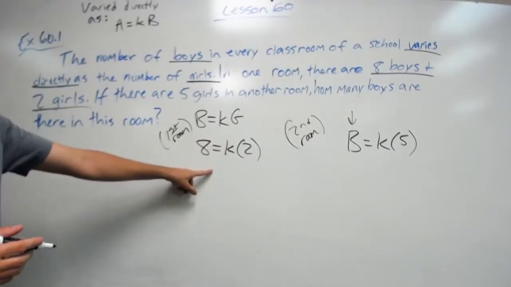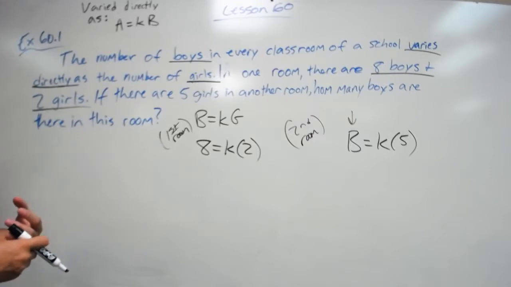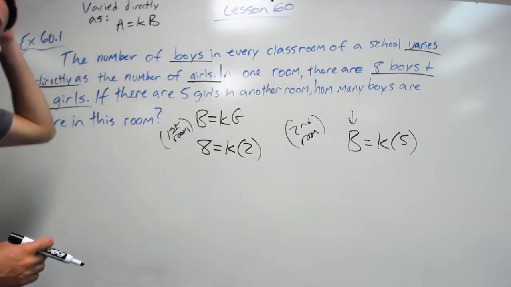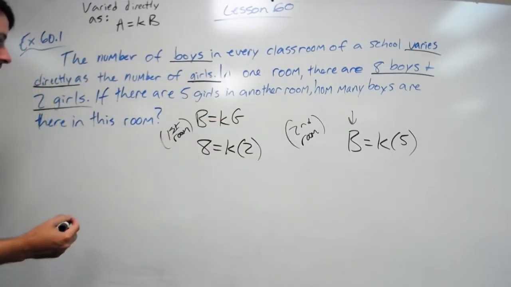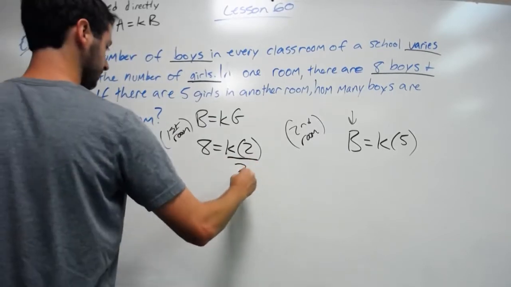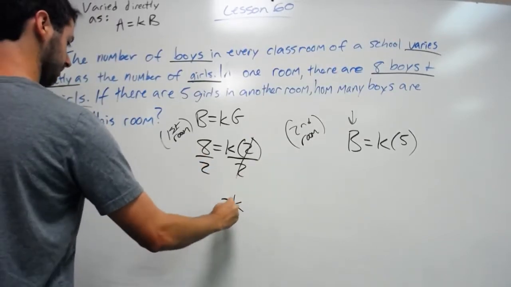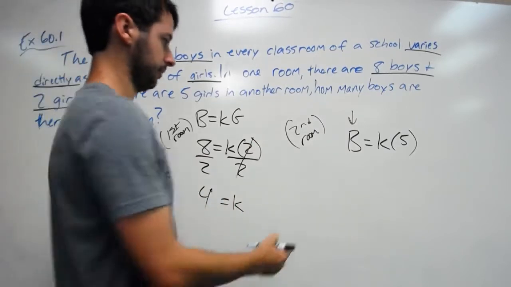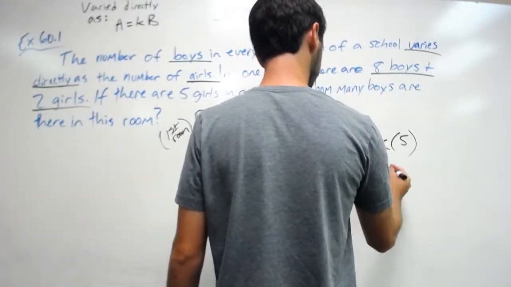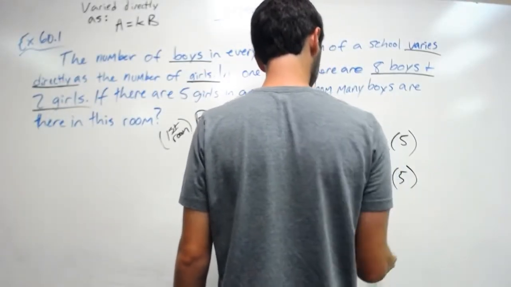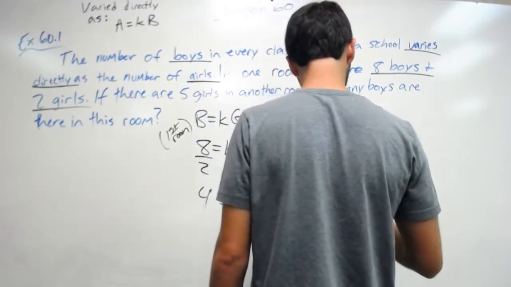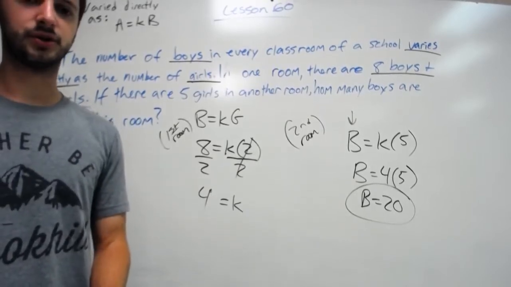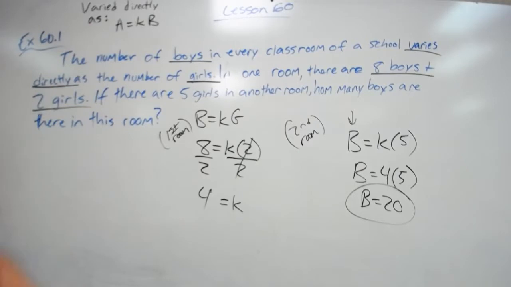And remember, they're varied directly as, so the K is going to be a constant in each equation. You can plug the K in. Well, the B's and G's can change. So if we solve for this, we divide by 2. So K equals 4. Now that we know K equals 4, plug it in right here. B equals 4 times 5. Therefore, the number of boys equals 20. And that's all you do to solve. Easy as that. So those are varied directly as problems.